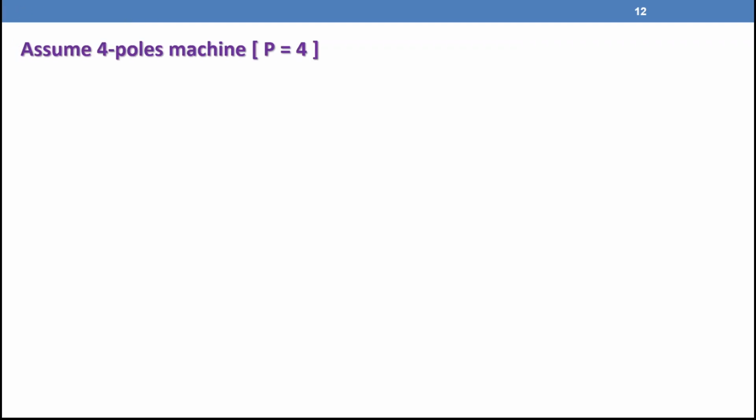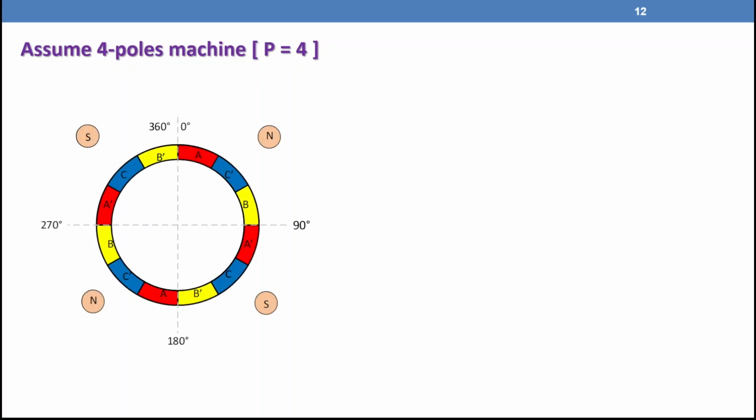Let us repeat the analysis for 4-pole machine instead of 2-pole machine. P equal 4. And please note that I'm using P as a symbol for the number of poles. Please bear in mind that some textbooks use P or 2P, it depends. But here I'm using P. So let's look for our machine now.